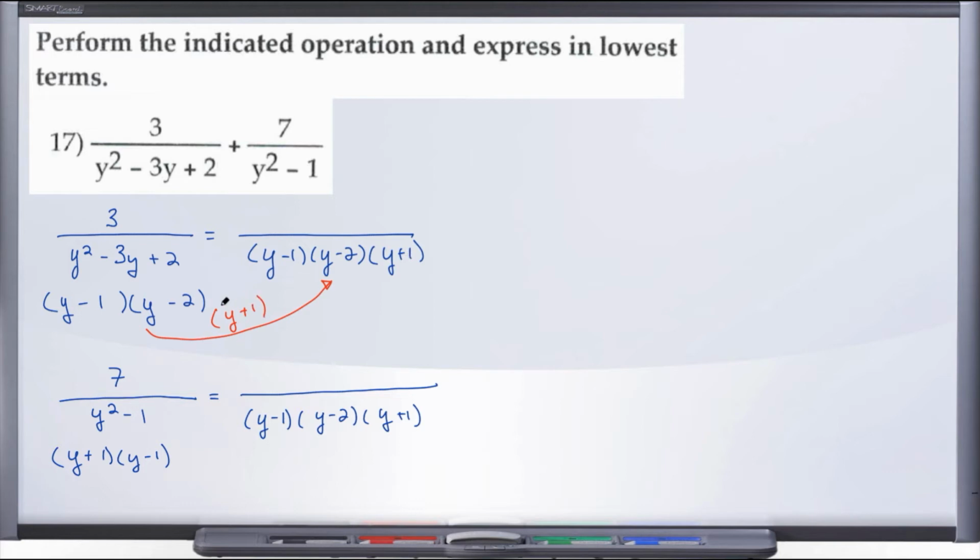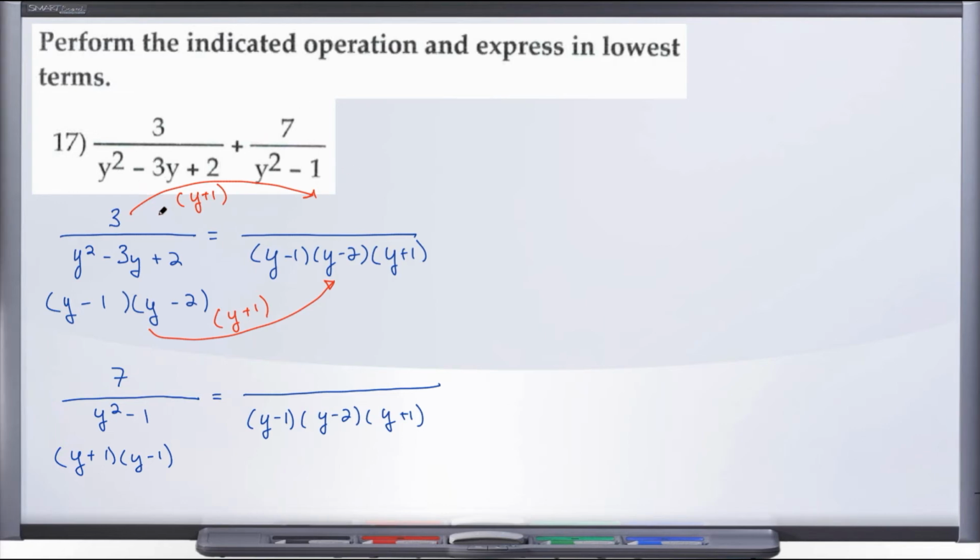And whatever we multiply the denominator by, we have to multiply the numerator by, right? Whatever we do to the bottom, we have to do to the top. So y plus 1. And now we get to perform some multiplication. 3 times y, well, that gives us 3y. And 3 times positive 1, well, that just gives us 3, doesn't it?